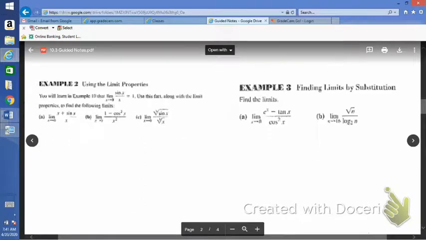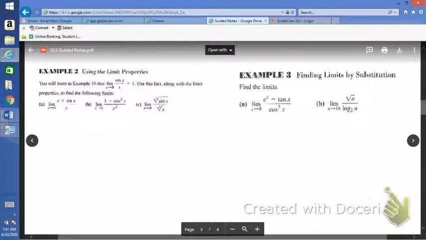In example 2, it says you will learn in example 10 that the limit as x approaches 0 of sine x over x equals 1. Use this fact along with the limit properties to find the following limits.